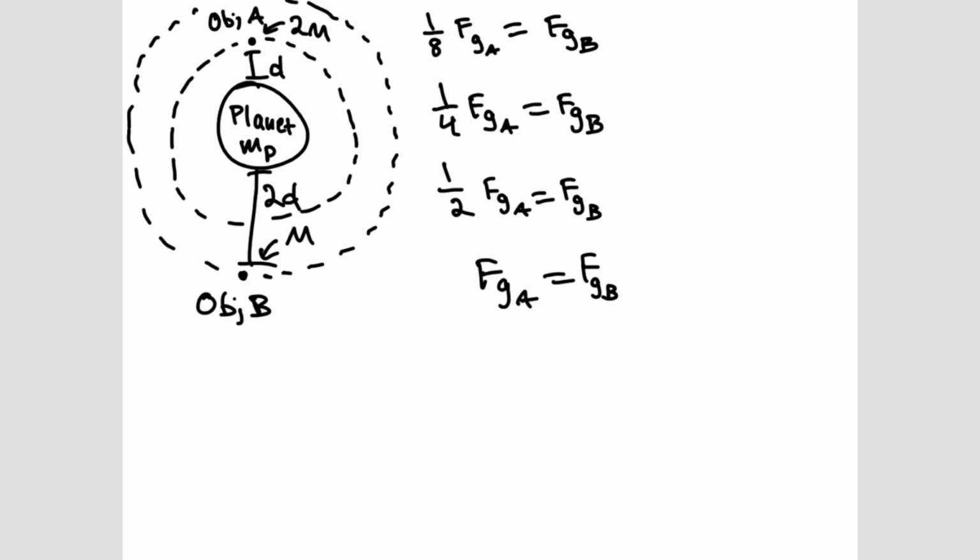This is going to involve the formula for the force of gravity, because like I said, we are comparing the force of gravity on the two objects here. So I'm going to start by calculating the force of gravity on object A. The force of gravity on object A is going to be Newton's constant times the mass of the planet times the mass of object A, which in this case is 2m. And this is going to be over d squared. That's a very bad d.